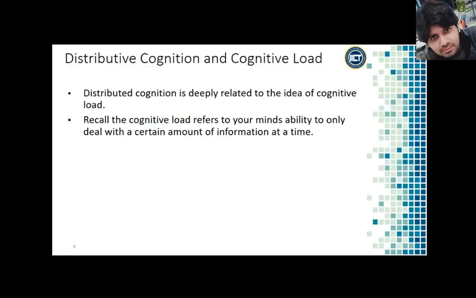Now let's discuss cognitive load and its relationship with distributed cognition. Distributed cognition is deeply related to the idea of cognitive load. Recall, the cognitive load refers to your mind's ability to only deal with a certain amount of information at a time. And we have already discussed this in our class when we did some examples about remembering and recalling. Distributed cognition suggests that artifacts add additional cognitive resources. That means the same cognitive load is distributed across a greater number of resources. Artifacts are like plugging extra memory into your brain.